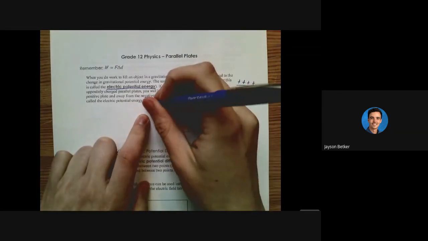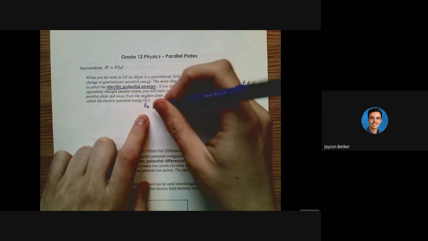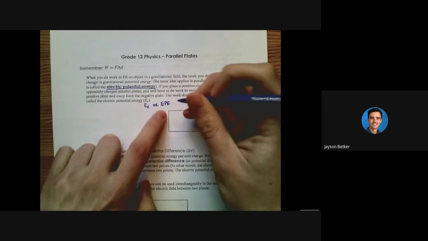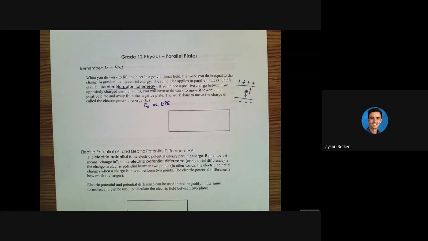Kind of hard to read on your notes. E with a little subscript E. I also like to write it out sometimes as EPE, electric potential energy. Okay, so what does this formula look like? Where does it come from?